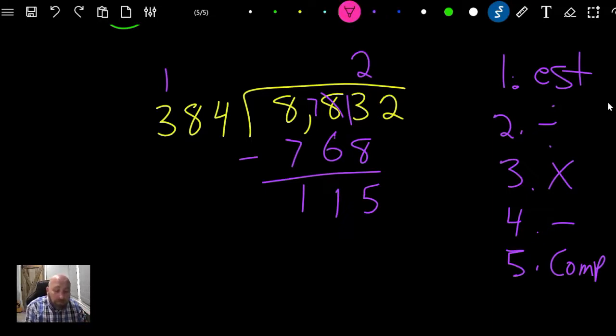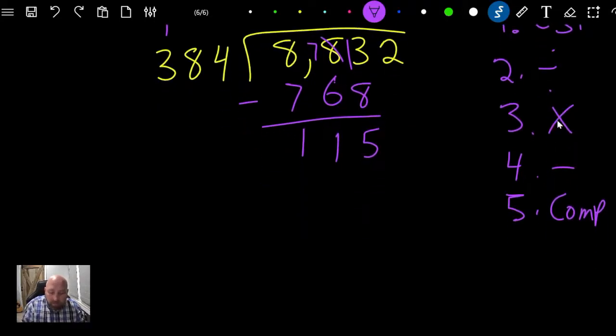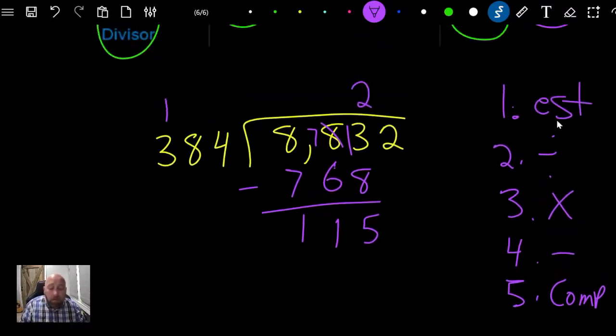So now I'm going to come up here, and step number 6 is what's called the bring down. I'm just going to put a down arrow. That's kind of a bad down arrow. There we go. So I'm going to bring down my next number. My next number is a 2.